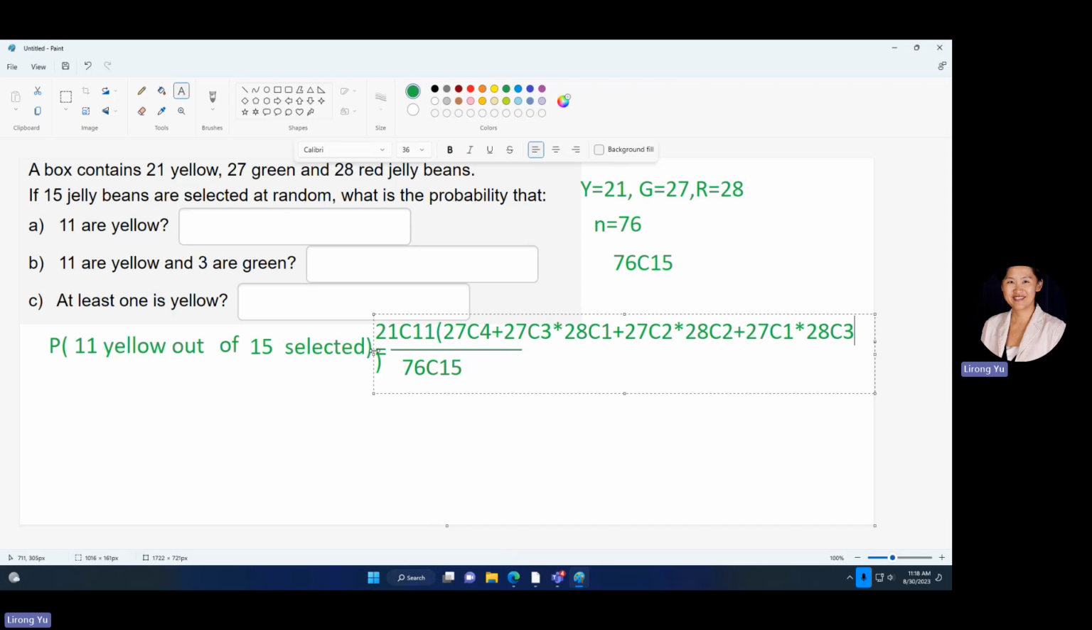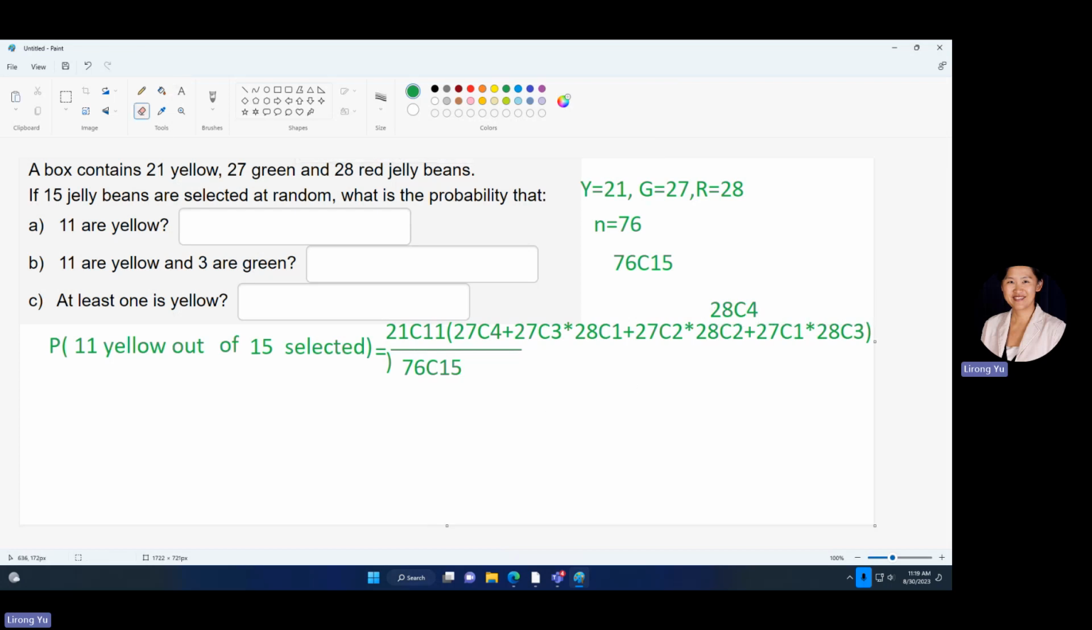What if they're all red? Yes. All the combinations. So I can think of it as a numerator problem. There's one last scenario in the numerator that we have to add. That is 28 choose 4. All 4 of them are red, and this is all the possible combinations in the numerator.